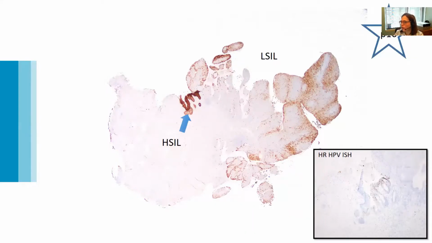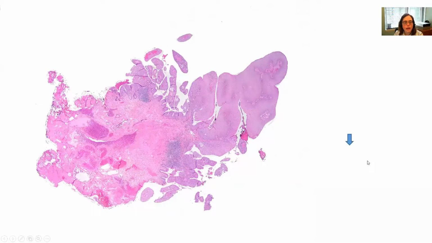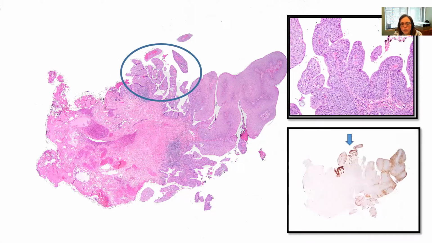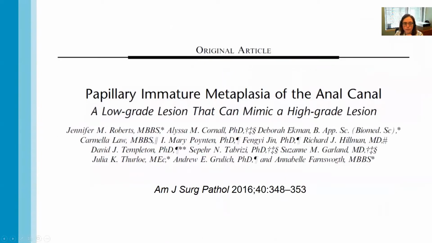We also did our high-risk HPV in situ hybridization, which was nicely positive in this area of HSIL and negative in the LSIL areas. Now, these papillary areas in the middle can also be tricky because at high power, they can look like HSIL, giving their immature look, but note the lack of P16 immunoreactivity, similar to the LSIL on the right, and compare that with the area of positivity in the HSIL area.